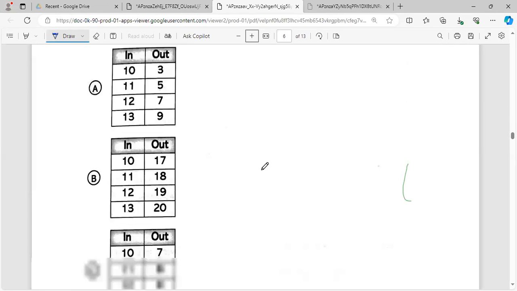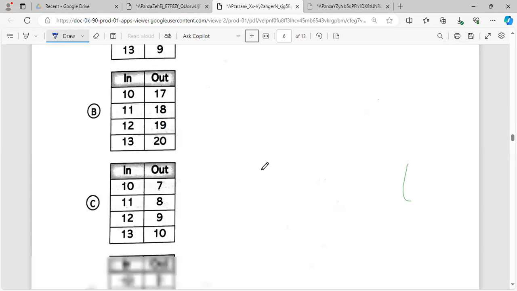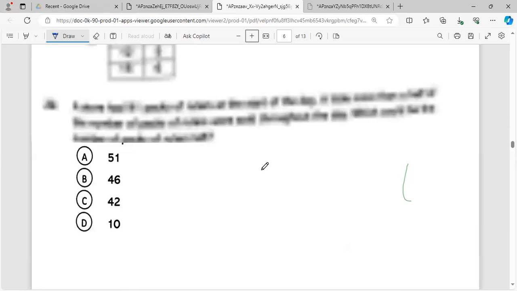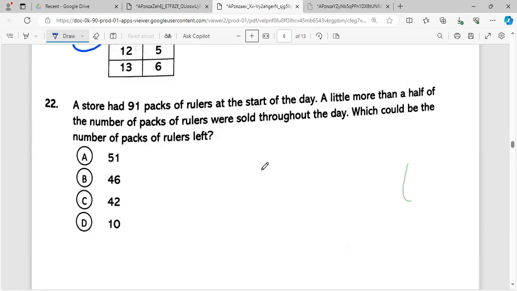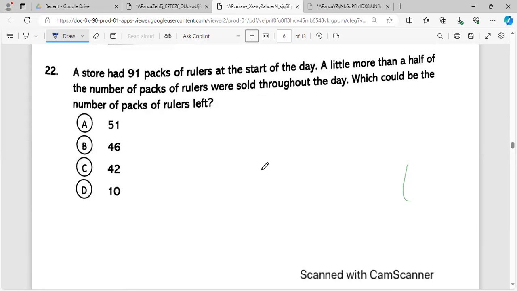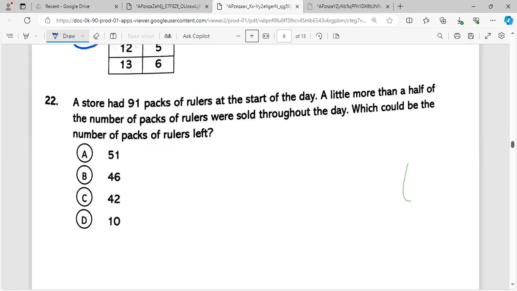All right, let's move on. What time is class over? Somebody put a time on it, 28 minutes from now. A store had 91 packs of rulers at the start of the day. A little more than half of the number of packs of rulers were sold throughout the day. Which could be the number of packs of rulers left?